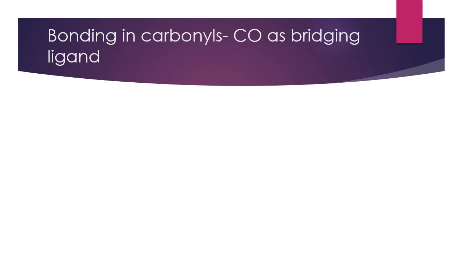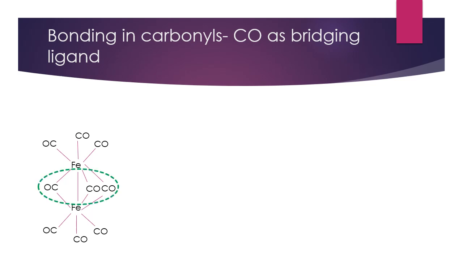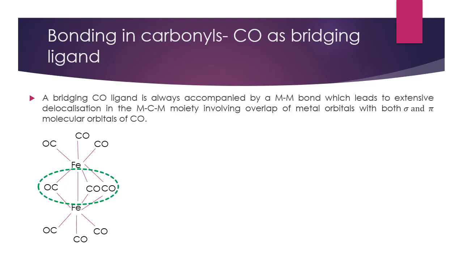Now let's see bonding in carbonyls in which carbon monoxide acts as a bridging ligand. A large number of polynuclear carbonyl species contain bridging carbonyl ligands in addition to the terminal carbonyl ligands. See, this is an example. Here there are three carbonyl groups which are acting as bridging ligands. A bridging carbonyl ligand is always accompanied by a metal-metal bond, which leads to extensive delocalization in the metal-carbon-metal moiety, involving overlap of metal orbitals with both sigma and pi molecular orbitals of carbon monoxide.